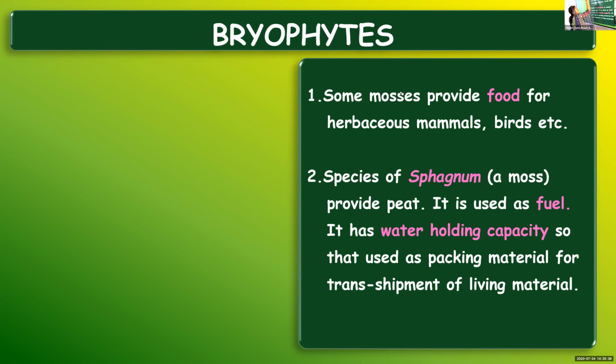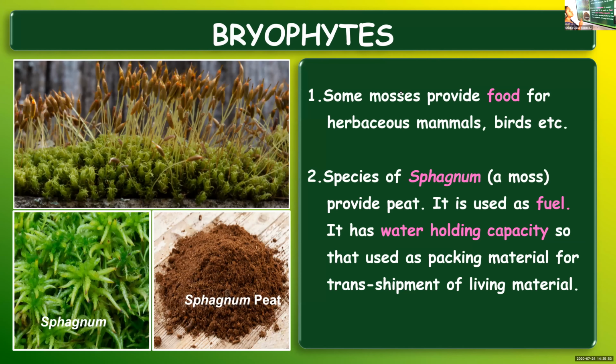Moving on to the second use, the species is sphagnum. Sphagnum is a type of Bryophyta, a moss. It provides a substance known as peat. You can see the picture of that moss and the peat produced by it. This peat has several uses. You can use it as a fuel, and another advantage is that it has water holding capacity. It can retain water. So when you need to transport living material, fresh flowers or living plants, you can use this peat.